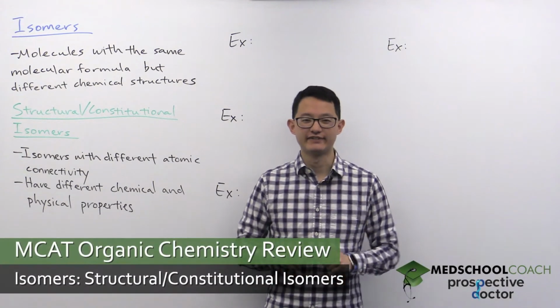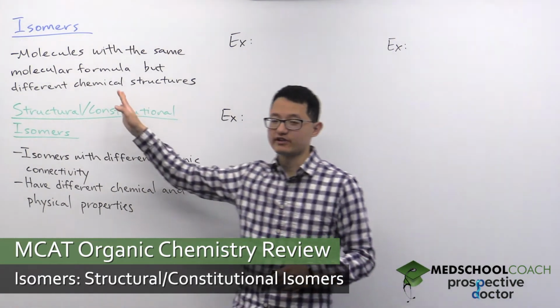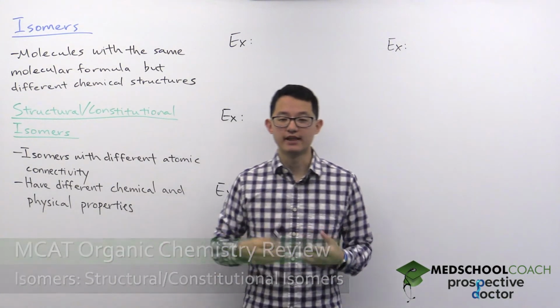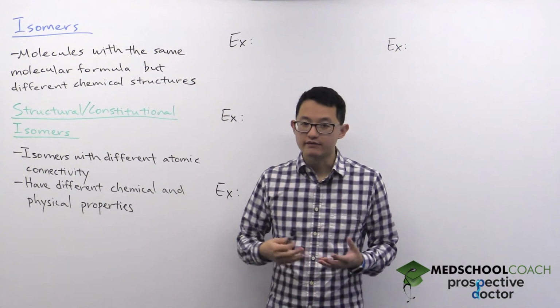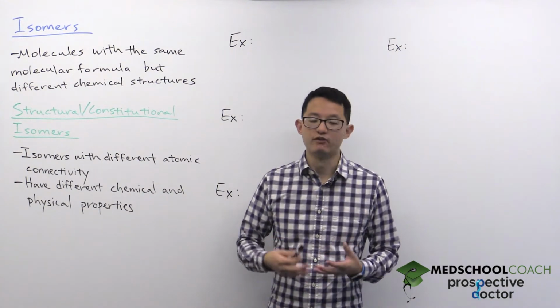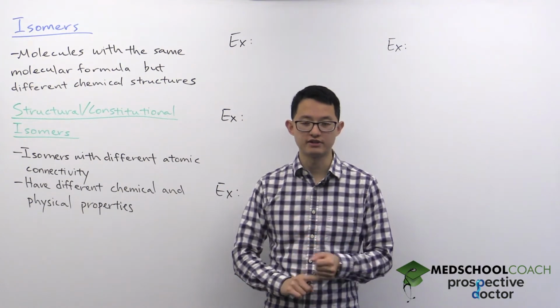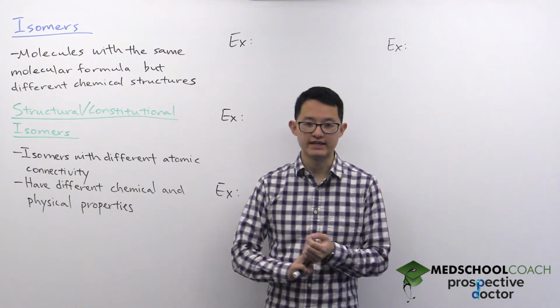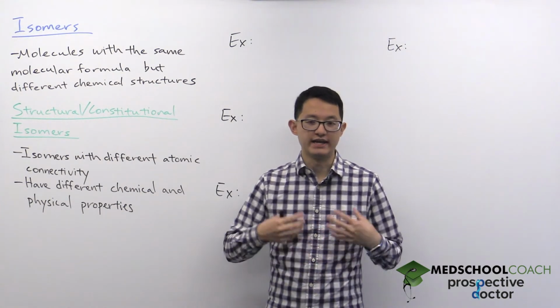Hi, in the next few videos we're going to talk about isomers. So to begin, isomers are molecules with the same molecular formula but different chemical structures. There are a lot of different isomers that you're expected to know for the MCAT, including structural/constitutional isomers, stereoisomers, enantiomers, diastereomers, epimers, anomers, and more.